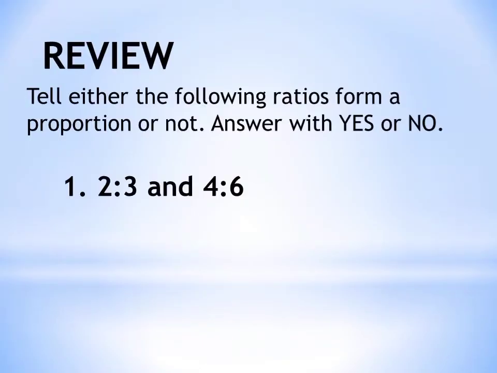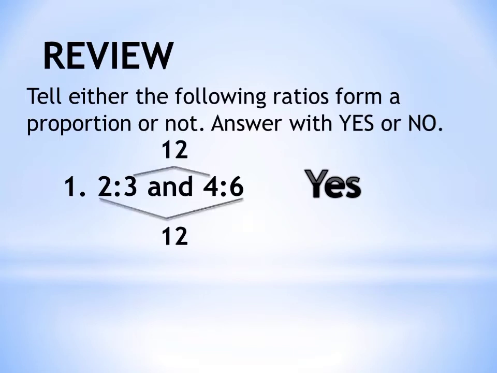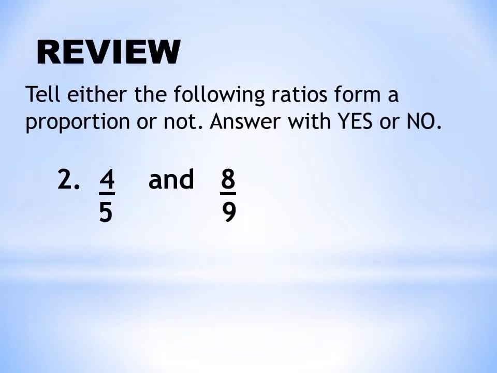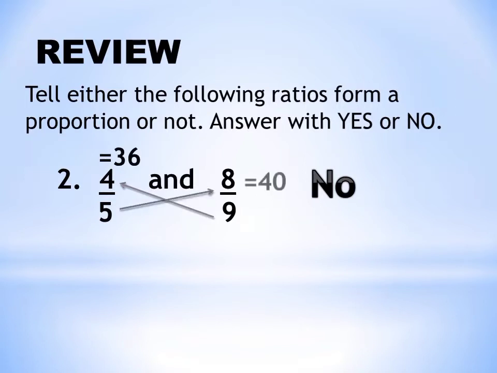Let us check our answers. For number 1, yes, because the product of the means, 3 times 4, is 12, and the product of the extremes, 3 times 6... is also 12. Since they are equal, therefore it is proportional. For number 2, no, because the cross products of the two ratios are not equal. 9 times 4 is 36 and 5 times 8 is 40.